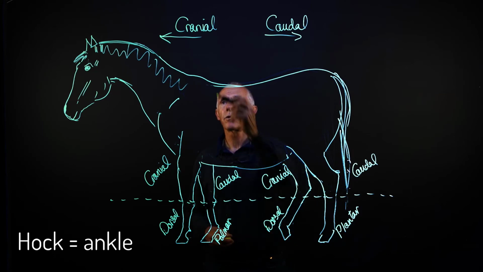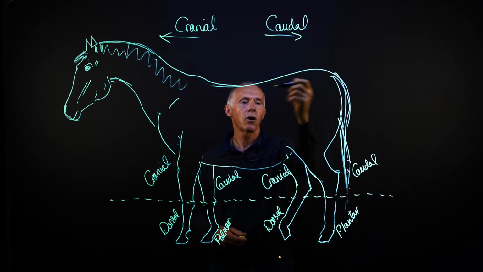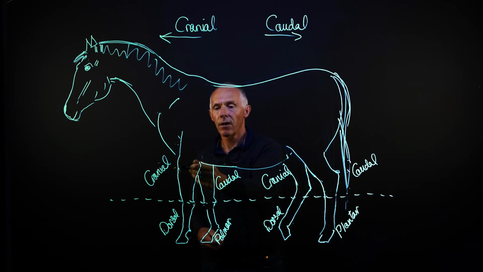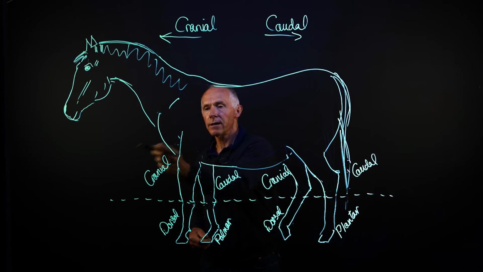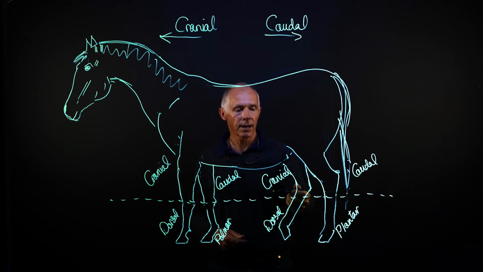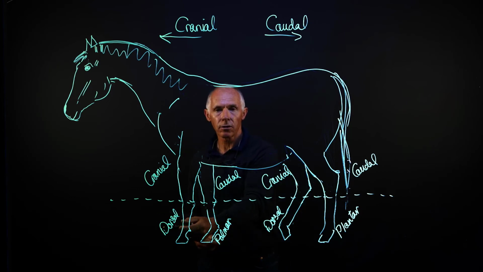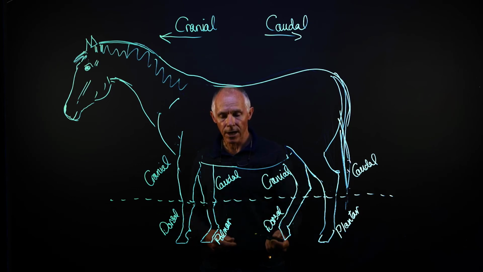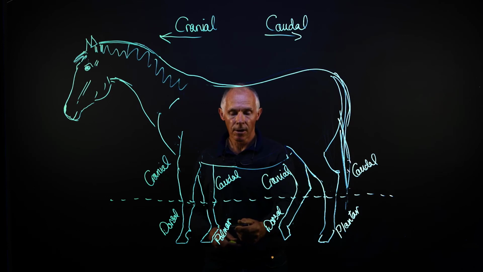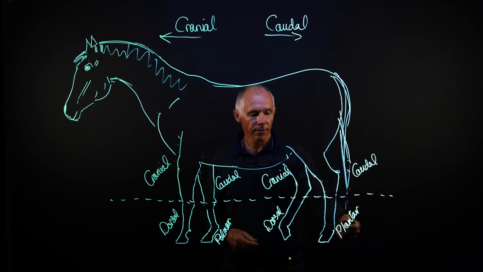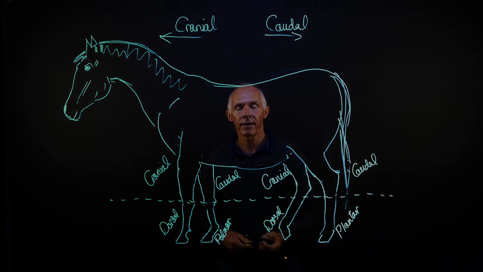So again, cranial towards the horse's head, caudal towards the tail, and that follows for the upper region of the forelimbs and hind limbs, cranial towards the head, caudal towards the tail. Below the knee and hock, it's dorsal for the front face, both fore and hind, and then it's palmar for the back face or bottom face of the forelimb, plantar for the back face or bottom face of the hind limb.